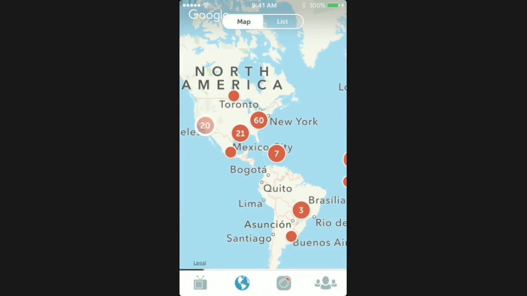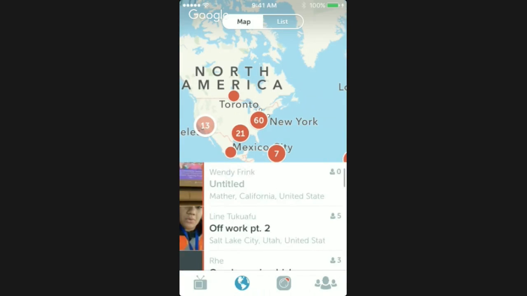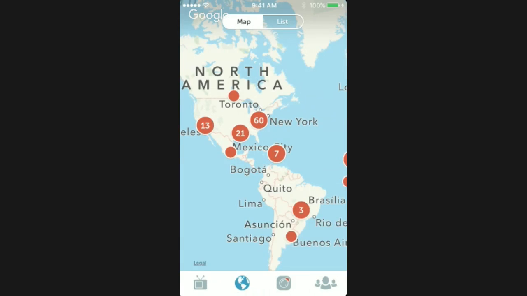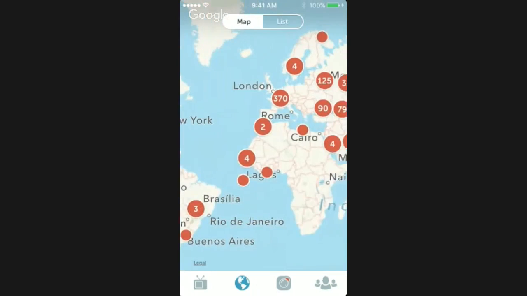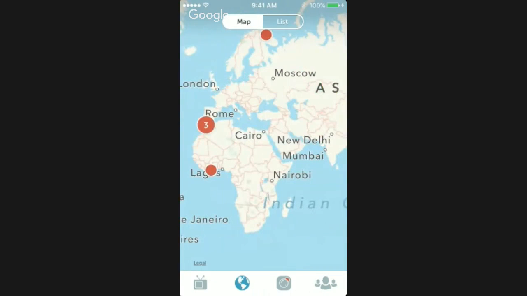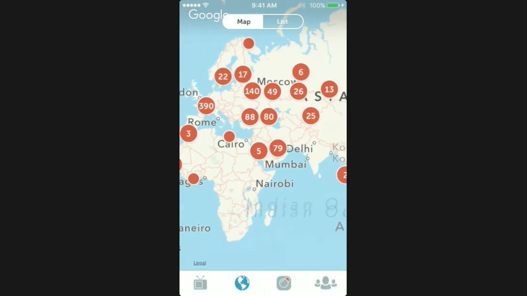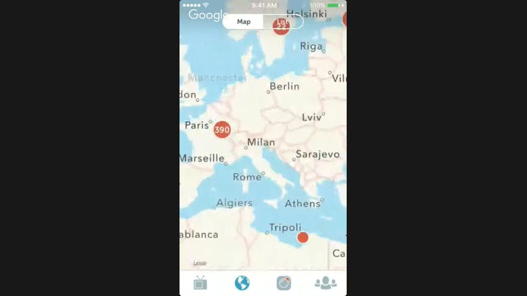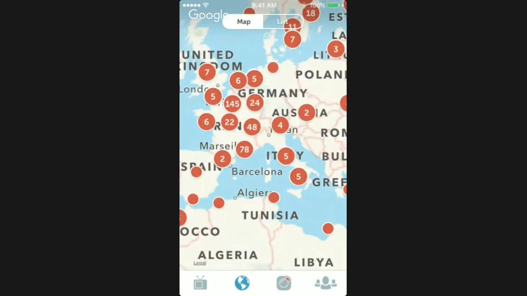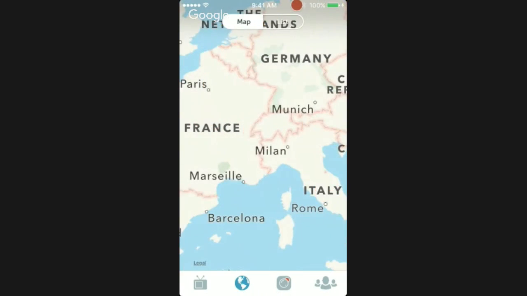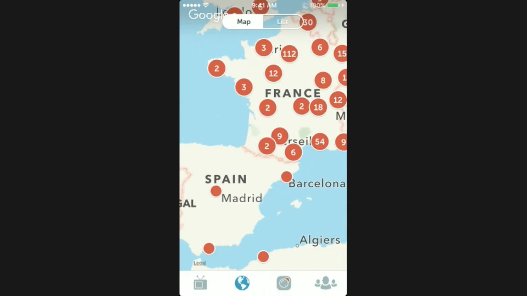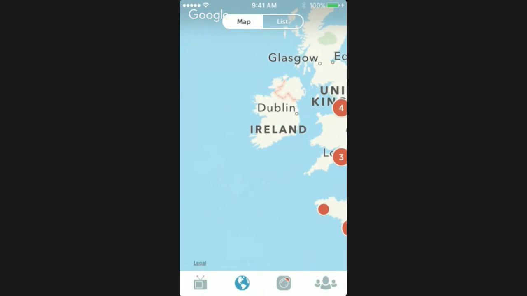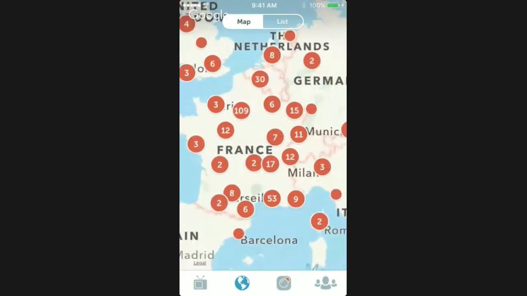A whole bunch of people in my area are scoping, okay? Because I'm in Northern California on the West Coast. So I can just scroll this around, and there's a bunch of people in Africa, and look at them all in Europe. 390 people. Let's see if I can get closer here. Look at all these people in France and Germany and Italy and Spain, and oh my goodness, and there's United Kingdom. Nobody in Ireland is scoping right now. Come on, guys, where are you?